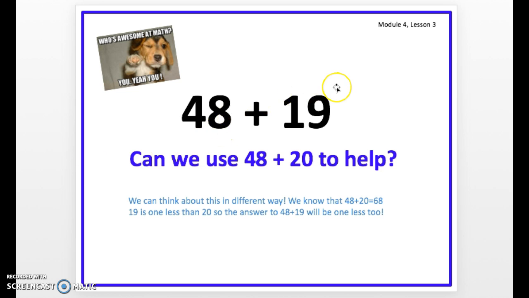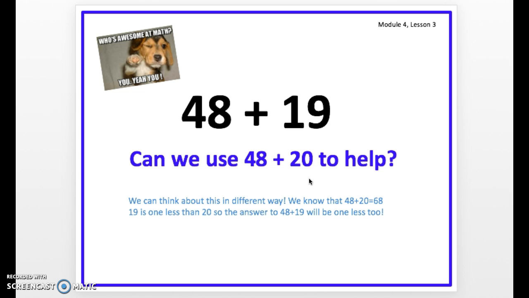Okay, 48 plus 19. I want you to write this underneath the other ones. And I want you to look at the first number, 48. It's the same as 48 plus 20. It's the same as 48 plus 21. The only difference is the number we're adding. So we've already said that 48 plus 20 is 68. Can we use that to help us solve this one really fast?